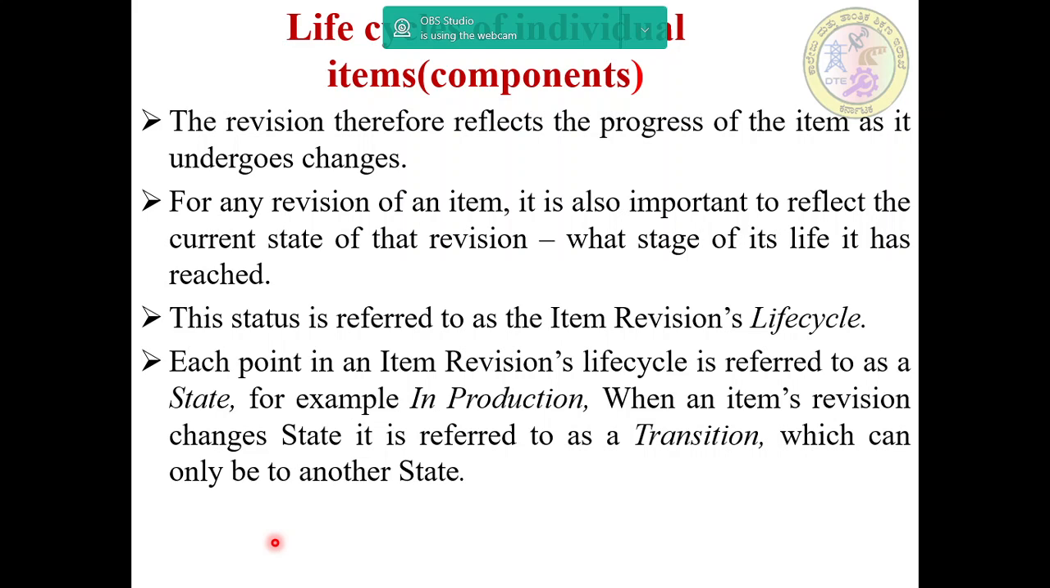For any revision of an item, it is also important to reflect the current state of that revision, what stage of its life it has reached, and this status is referred to as the item revision's life cycle. Each point in an item revision life cycle is referred to as a state. For example, in production, when the item revision changes state, it is referred to as a transition, which can only be to another state.